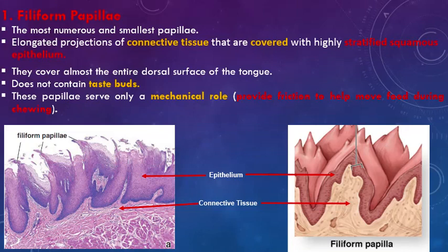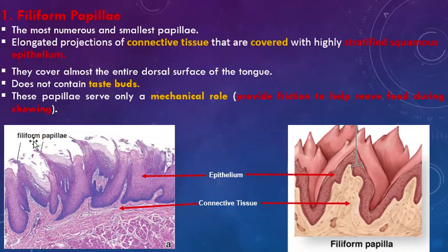Filiform papillae are the most numerous and smallest papillae. They cover almost the entire dorsal surface of the tongue. They don't contain taste buds. These papillae serve only a mechanical role: they provide friction to help move food during chewing.